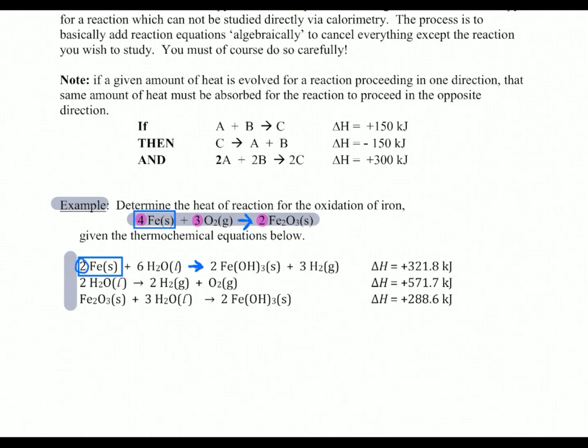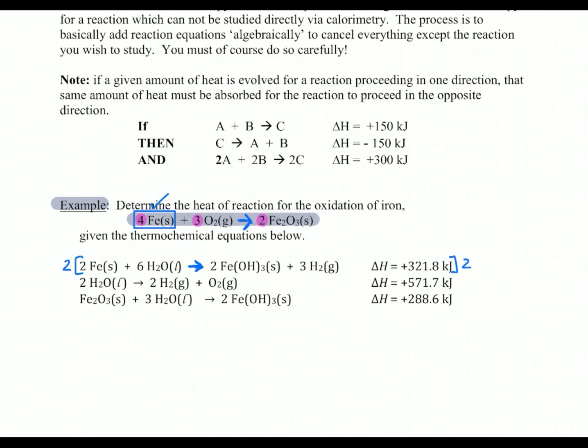But this is a problem. It has a 2 in front of it, and I need that to be a 4. So how am I going to fix that? I'm going to multiply through the entire thing by a factor of 2. If I multiply all of this by a factor of 2, then I will end up getting the right number of iron solid on the left, which is 4. Okay, so I'm going to fix that one. It'll be good if I do that, which we will write out in just a moment.